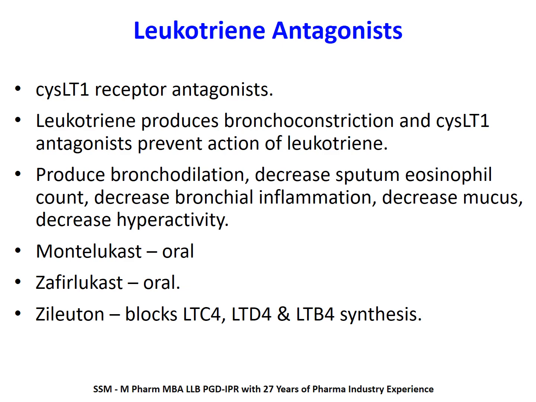Examples, as I already told you: montelukast given orally, zafirlukast given orally. And there is another drug called zileuton, which blocks leukotriene synthesis. By decreasing leukotriene synthesis, it reduces the bronchial constriction.